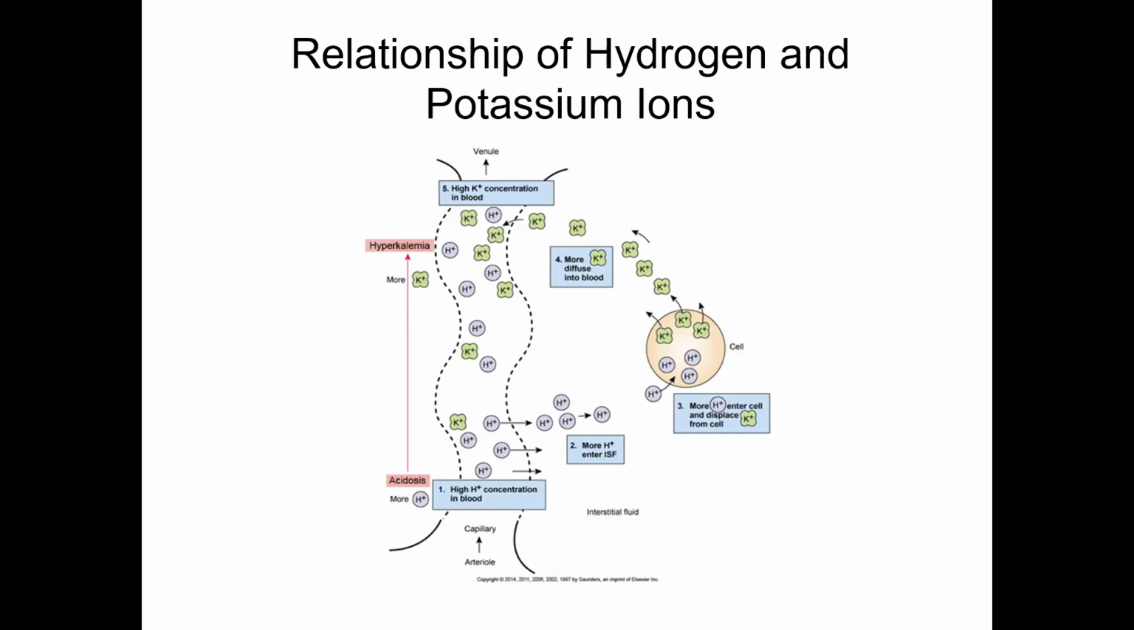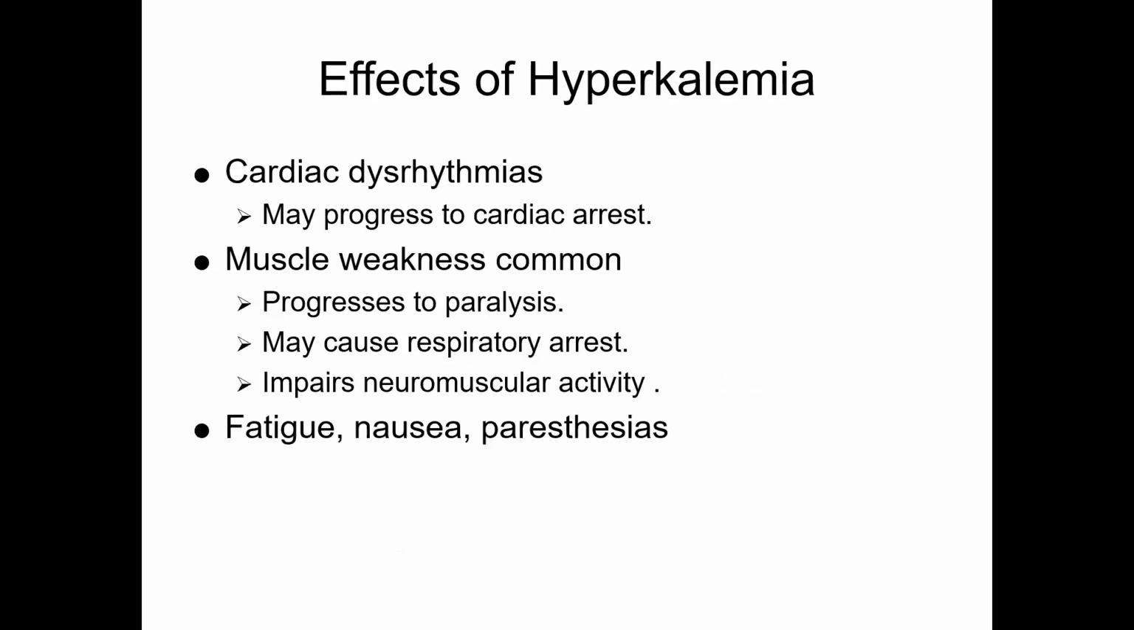Again, the role of sodium and potassium ions in the conduction of an impulse is important. The nerve is more easily stimulated because the ions can move freely across the membrane. So those work together to stimulate those muscle contractions. Other things that can happen from the hyperkalemia, we have cardiac dysrhythmias that can move towards cardiac arrest. We have muscle weakness that can progress to paralysis as the hyperkalemia advances and impairs neuromuscular activity. Then we have fatigue, nausea, and paresthesia.